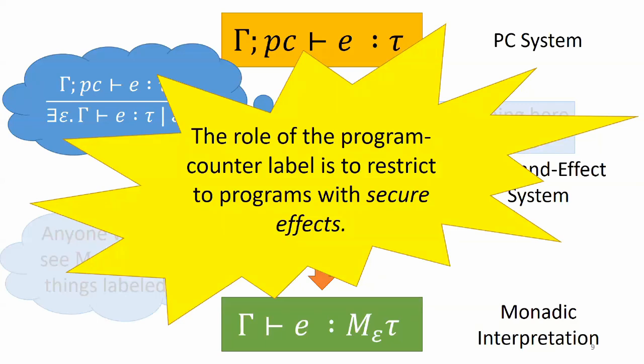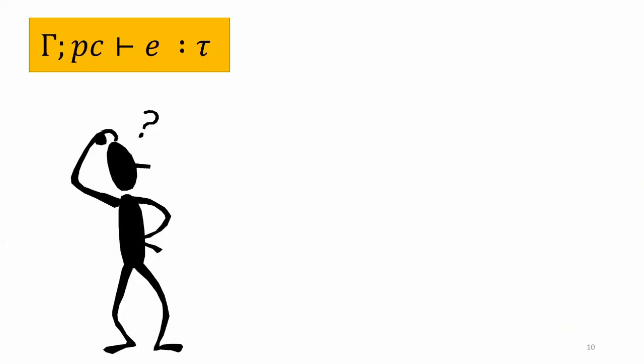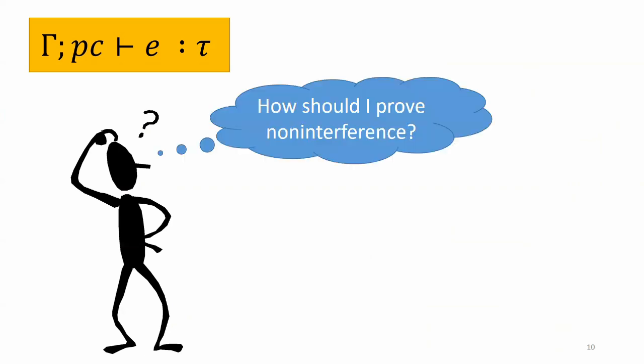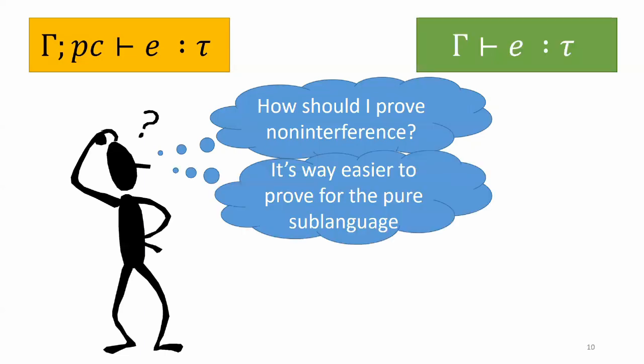We've also explored some of the nice consequences that our model gives us. Imagine that our friend here has designed an information flow control type system, and he wants to prove non-interference for that system. Now, he observes that in his language, like most languages, there's a pure sublanguage, and non-interference is much easier to prove for this pure sublanguage. You don't even have to keep track of the program counter label.